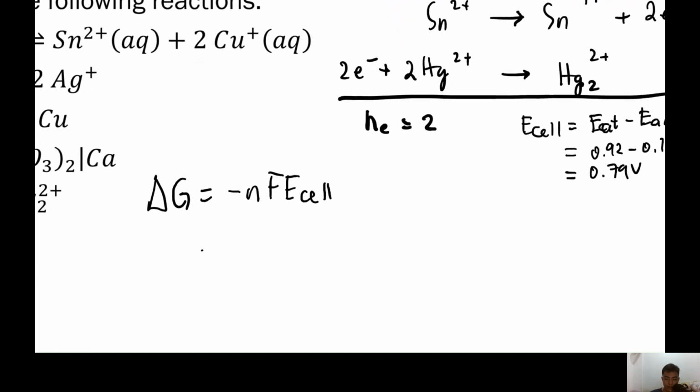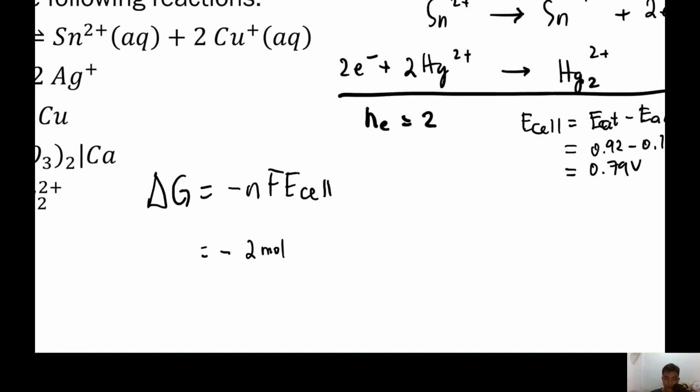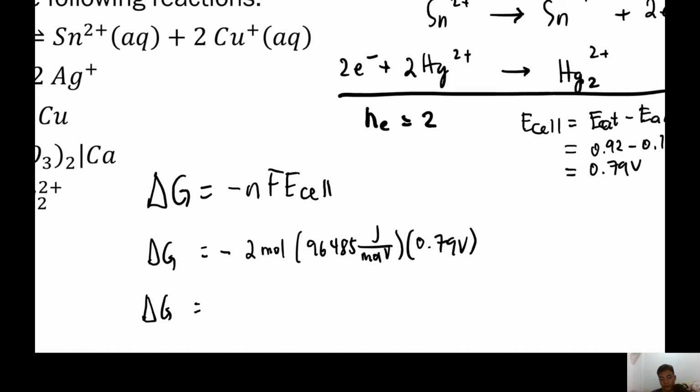Given that, we have negative 2 moles, the Faraday's constant 96485 joules per mole volt, and E cell 0.79 volts. Take note that the E cell is positive. That means the delta G should be negative. Let us express this in kilojoules. Dividing this by 1000, I will get negative 152.45 kilojoules.